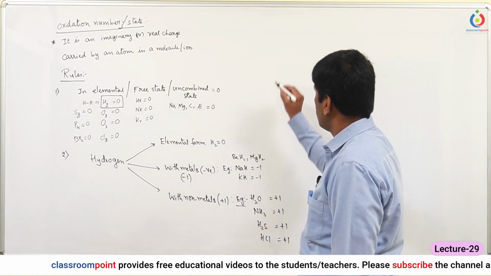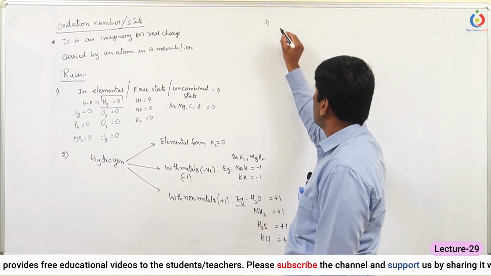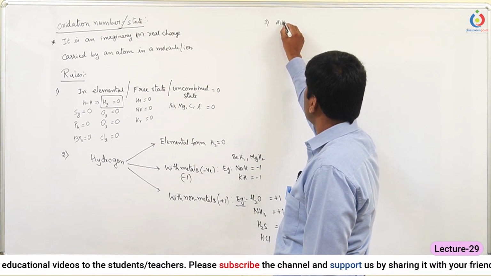Now, let us see the third rule. The third rule is about the other elements. Alkali metals.